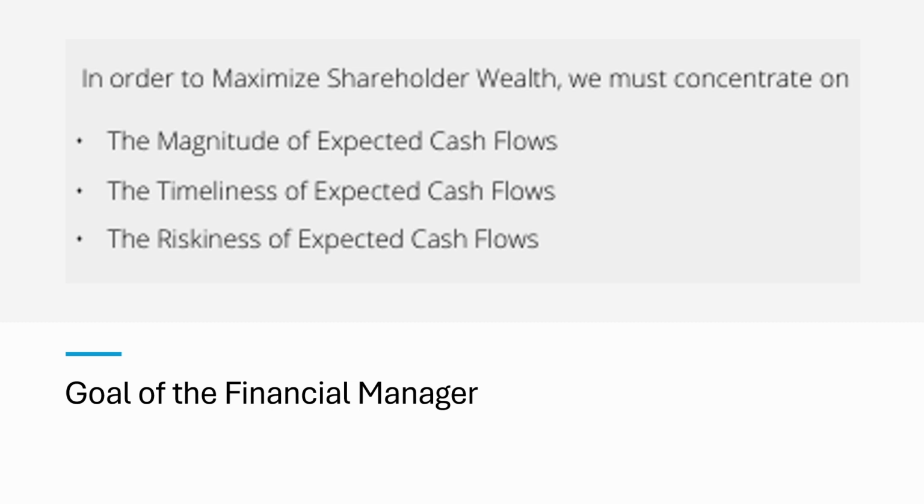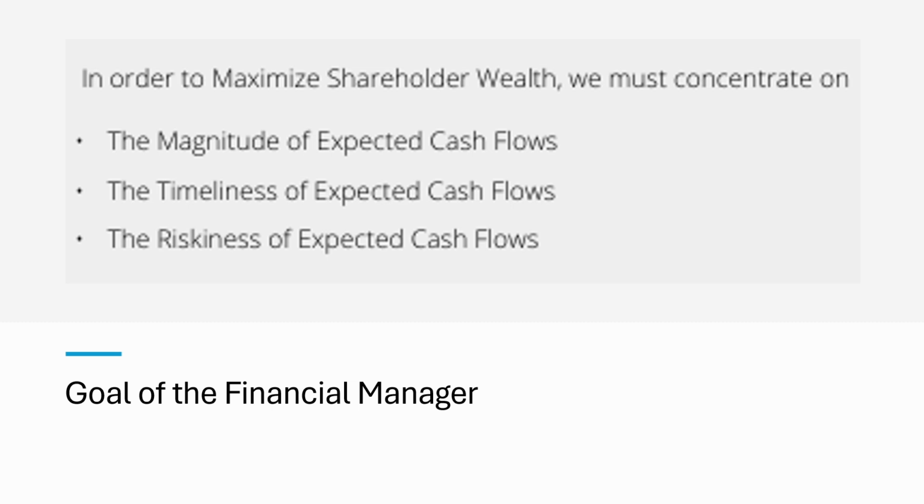If the new information is better than previously expected, investors revise cash flow forecasts upward and the stock price goes up. If the new information is worse than previously expected, investors revise cash flow forecasts downward and the stock price goes down. The three key elements, magnitude, timeliness, and riskiness, are not individual goals. Everything else being equal, higher cash flows are preferred to lower cash flows, less risk is preferred to more risk, and earlier receipt, later payment of cash flows is preferred to later receipt or earlier payment.